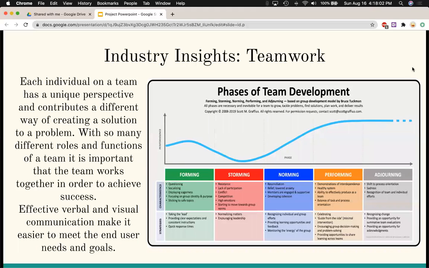The norming and performing phases are where the group comes together and agrees upon a goal that they need to complete, and the status and performance start to plateau. And the adjourning stage is the final phase, where the team finishes the task and reaches the end goal that they set at the beginning.